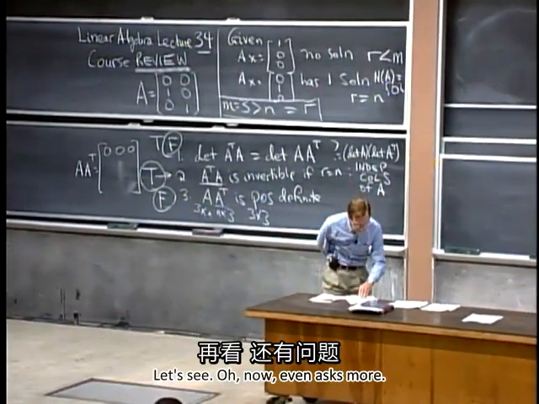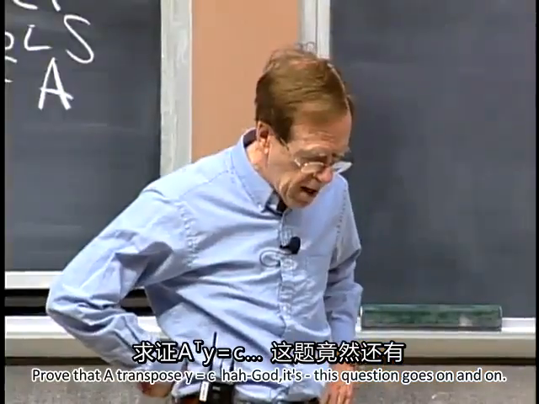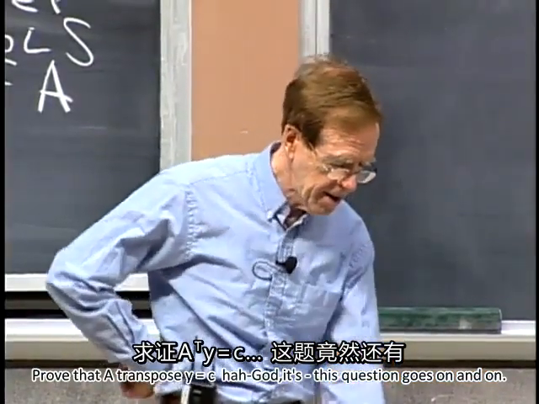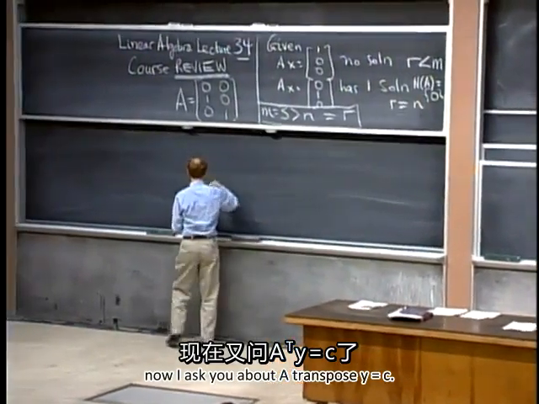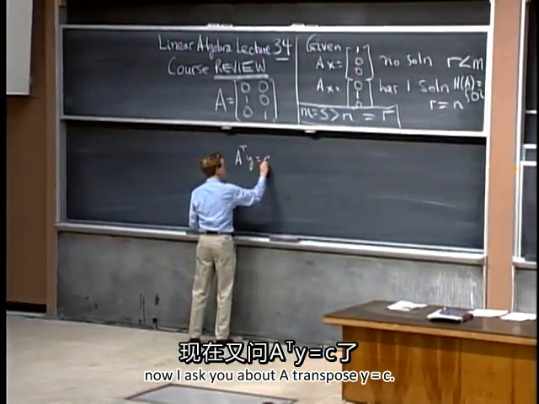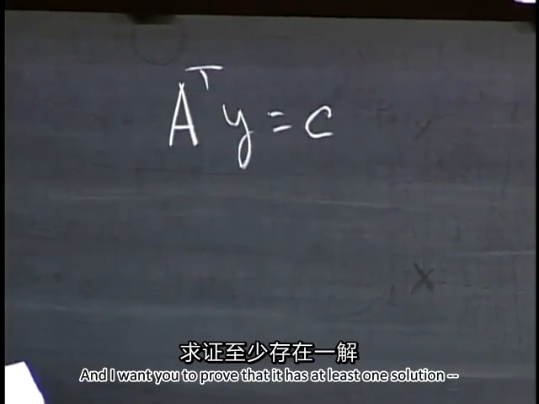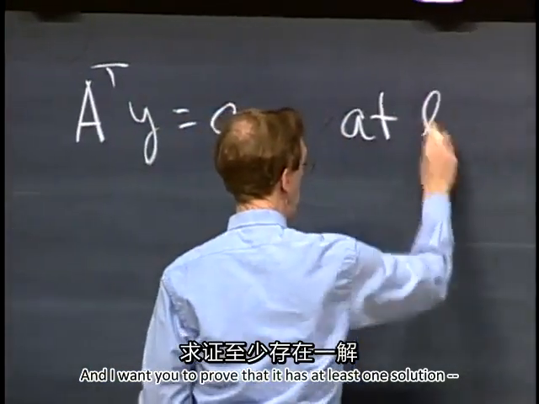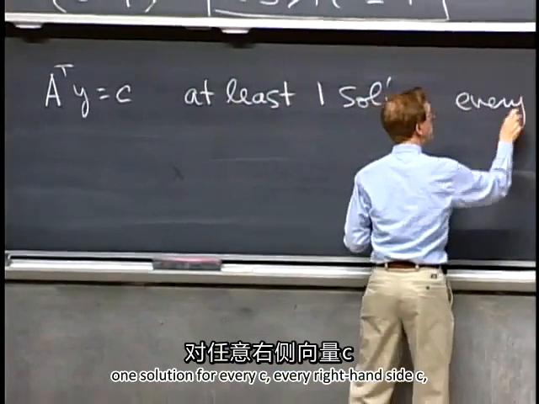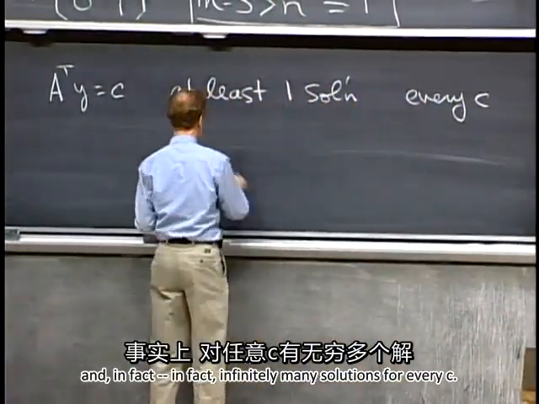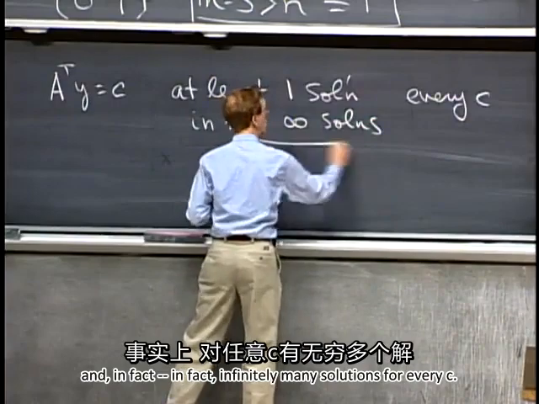Let's see. Now he even asks more. Prove that A transpose Y equals C. God, this question goes on and on. Now I ask you about A transpose Y equals C. So I'm asking you about the equation, about the matrix A transpose. And I want you to prove that it has at least one solution for every C, every right-hand side C, and in fact, infinitely many solutions for every C.